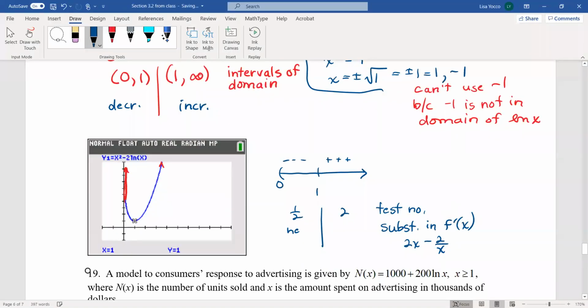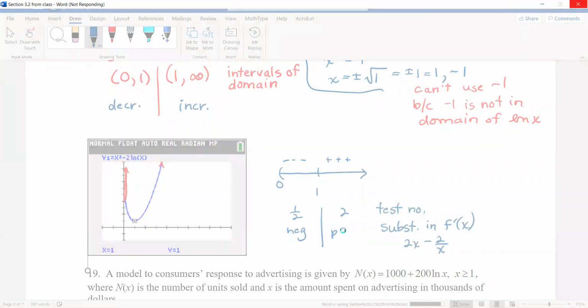Oh, geez. It's about to lose it here. So it was negative, positive. Oh.